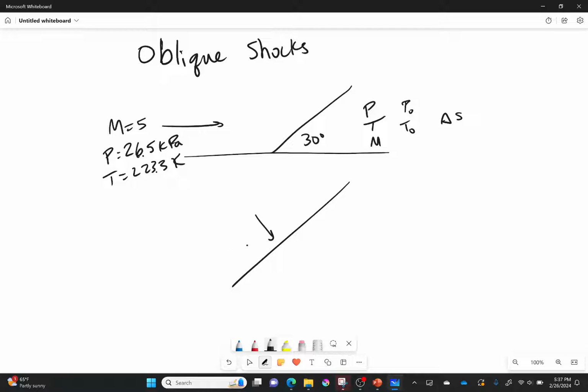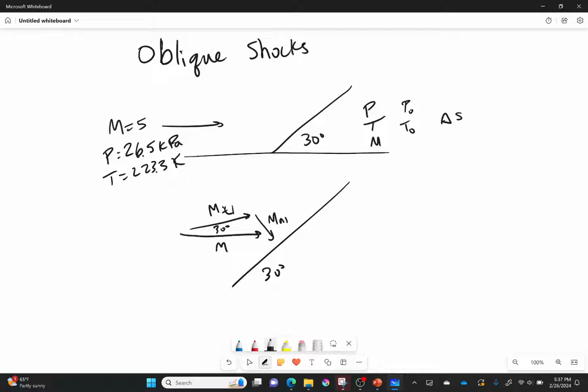So if I have a Mach number of 5 here, I'm going to have two components: Mach tangential 1 and Mach normal 1. And only the normal component actually matters. So now this is a 30-degree angle. This will also be a 30-degree angle right here, and this is my Mach number.